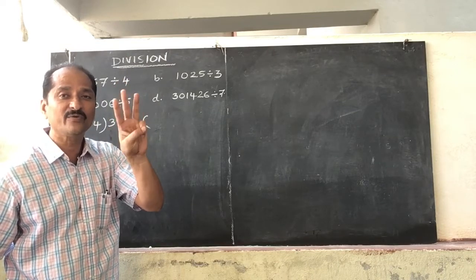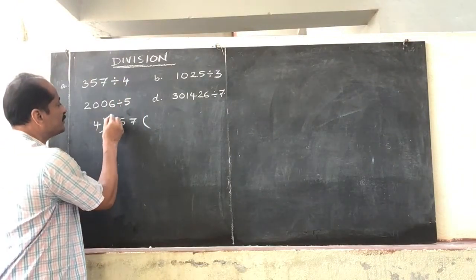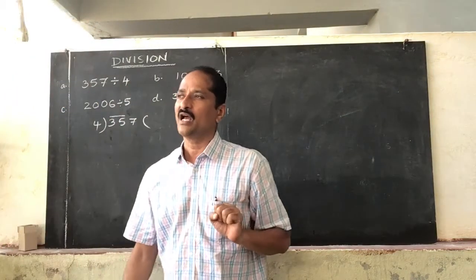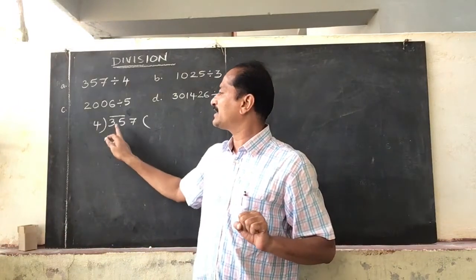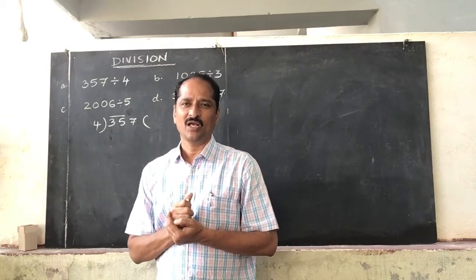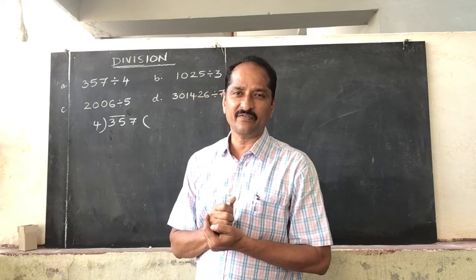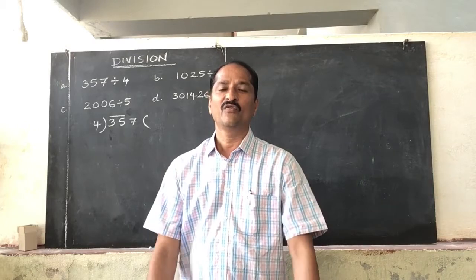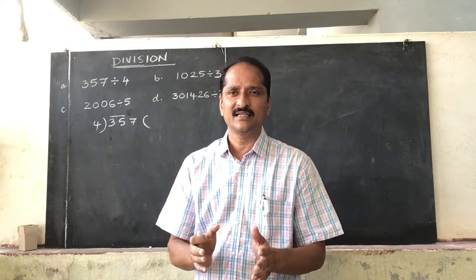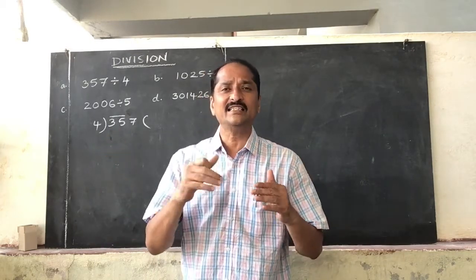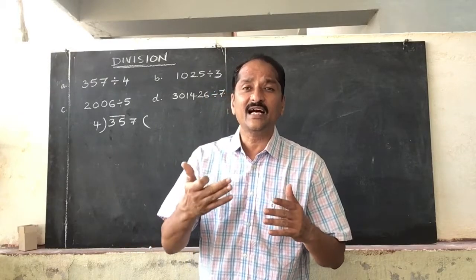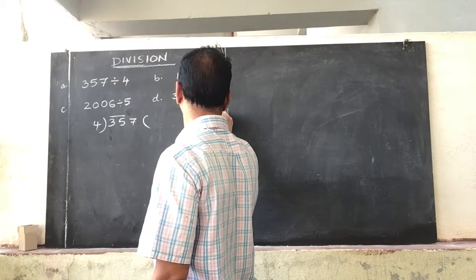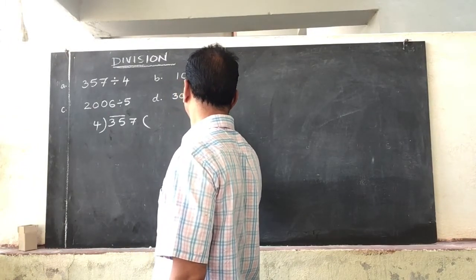Since there are no 4s in 3, what should we do? We should take the next digit also. Remember carefully, 35. How many 4s are there in 35? Here you are finding how many 4s are there in 35. That means we should read the 4th table till getting 35. 4 nines are 36, but here it is 35 only. So 4 nines are 36, therefore 4 eights are 32, we have to take that.